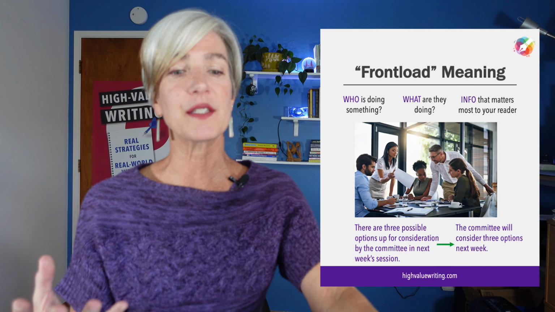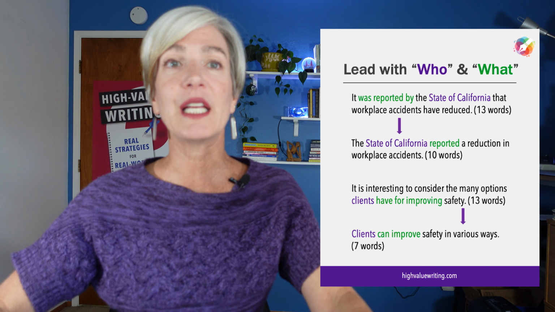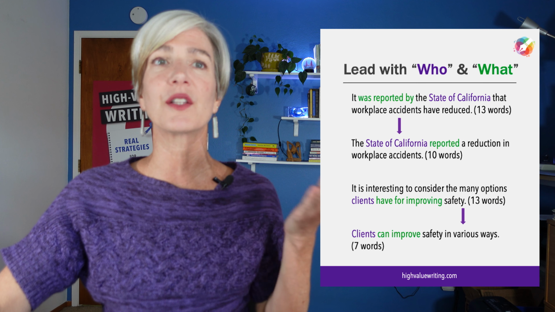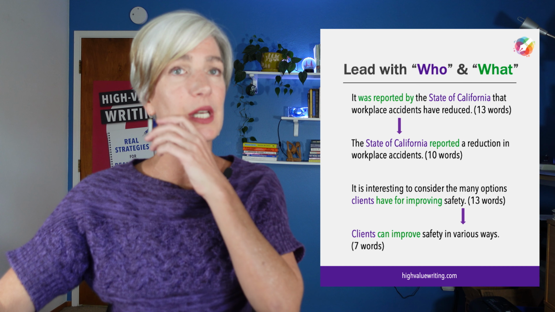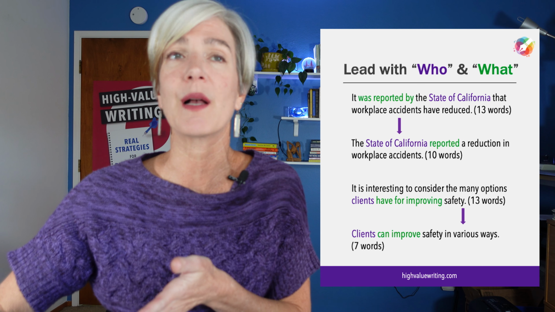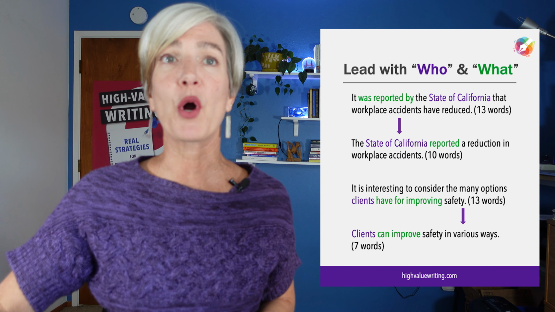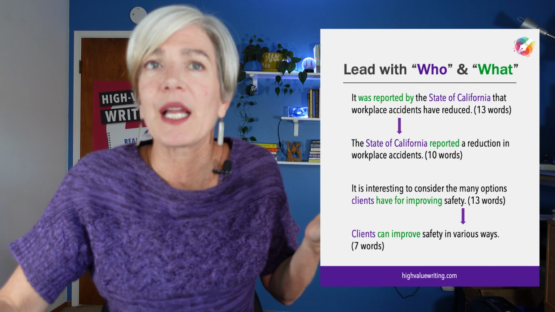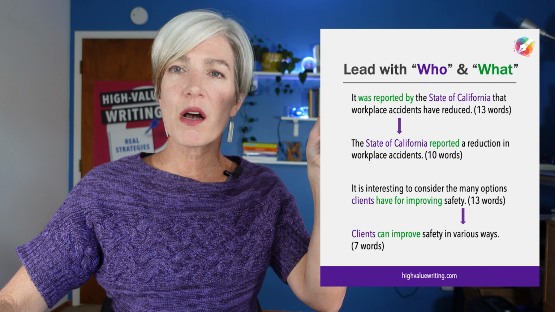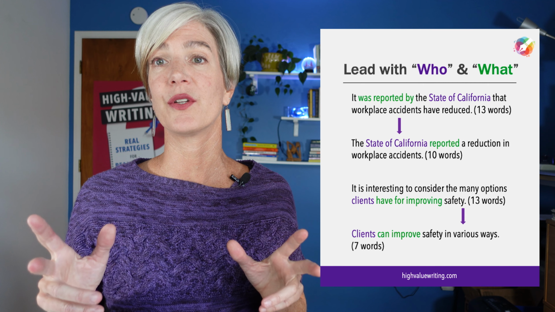You may have caught this tip in a couple of the other concise writing videos, that idea of leading with who and what. And that will prevent you from having a slow lead-in because we can see in action here how many words we save by starting with who's doing something instead of by starting with a slow lead-in. It was reported by, I don't even know what's happening. Who are we talking about? It was reported by the state of California. Oh, now I know who's doing things. That workplace accidents have reduced.